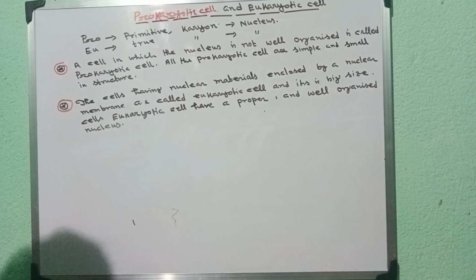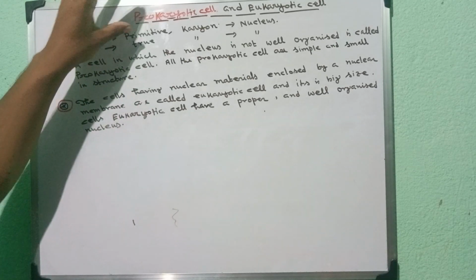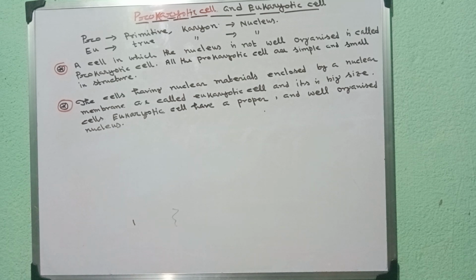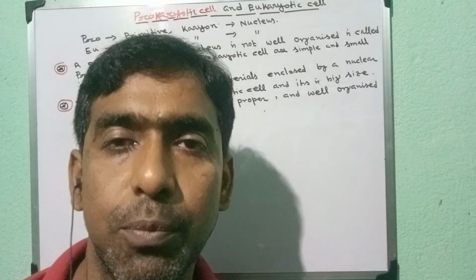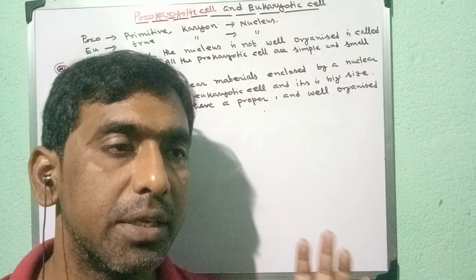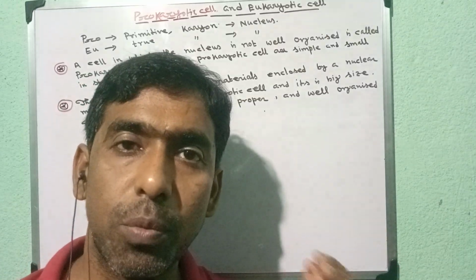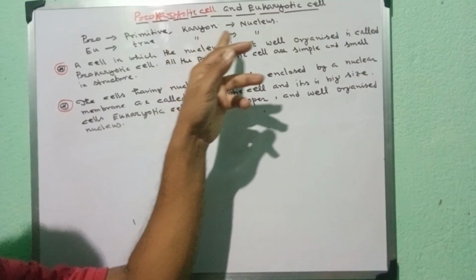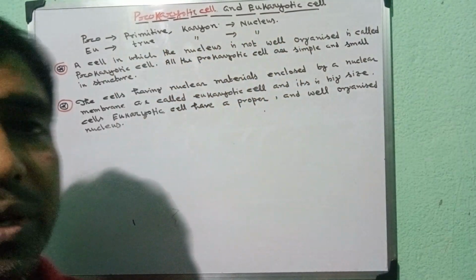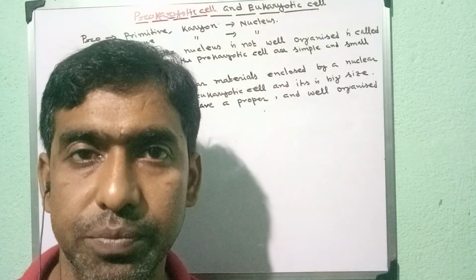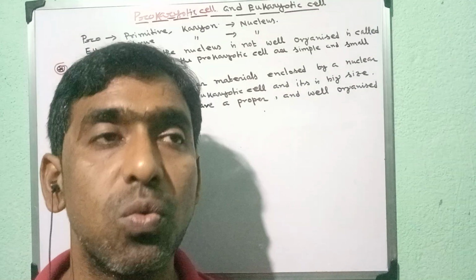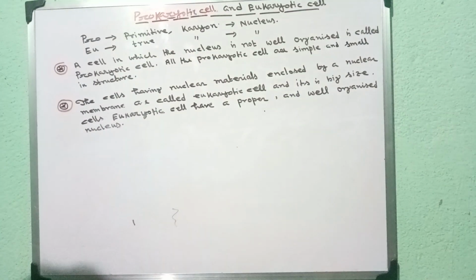Today I was going to deliver, from your biology syllabus, the prokaryotic and eukaryotic cell. So prokaryotic: pro means primitive, and karyon means the nucleus. And eukaryotic: eu means true, and karyon means the nucleus. These are the eukaryotic cells.